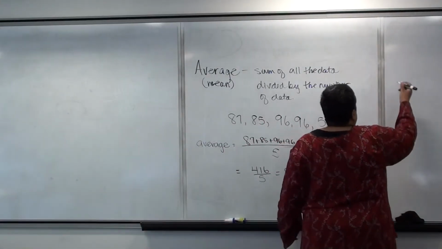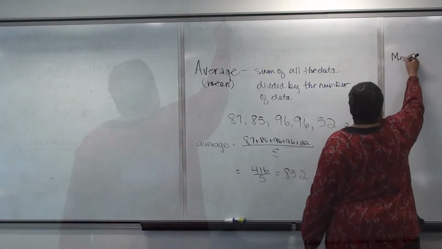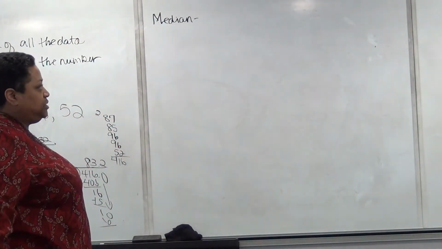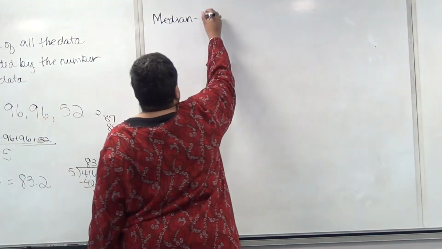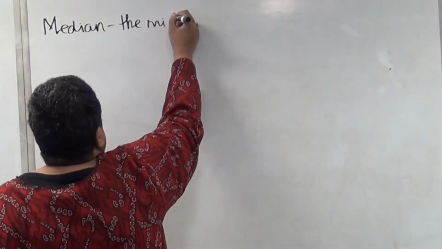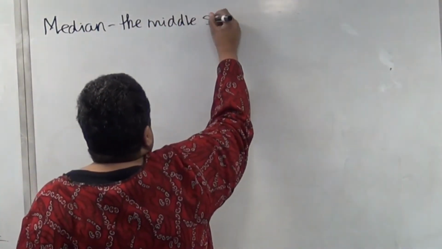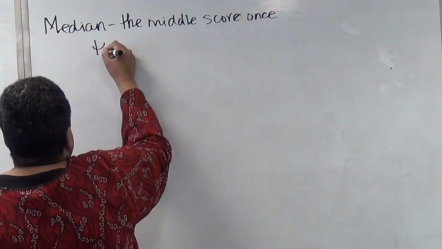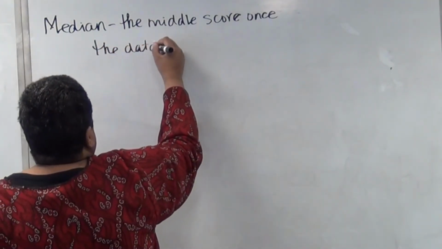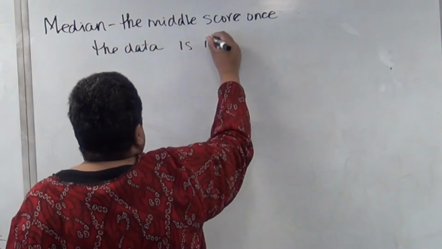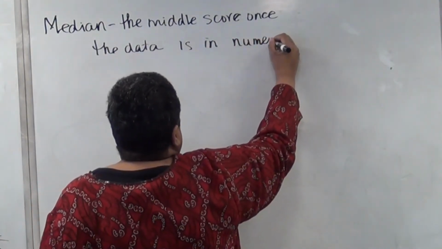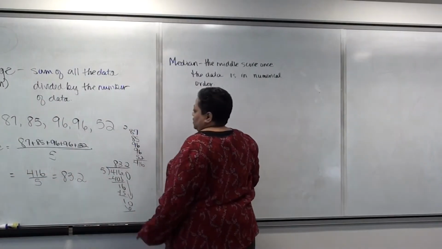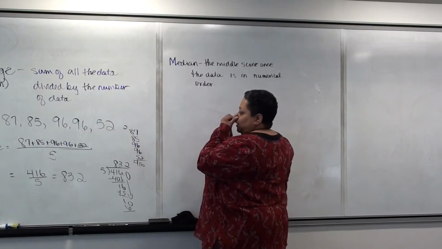All right, our next topic, the next we want to talk about is the median. The median, make sure you write this down in your notes. The median is the middle score once the data is in numerical order.